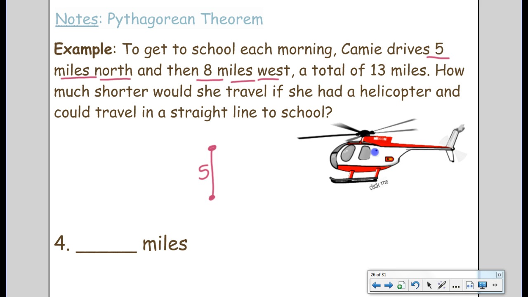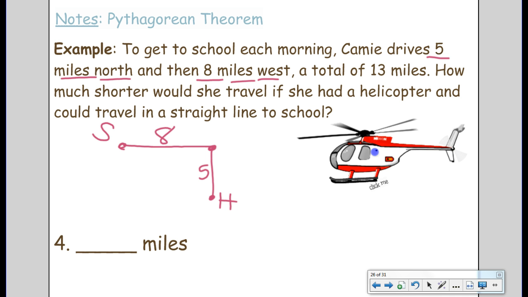8 miles west. Point with your arm. Is west this way or this way? This way. So go 8 miles west. Yours should look like mine. 5 north, 8 west. So this one, I'm going to put H. This was her home, and this was her school.